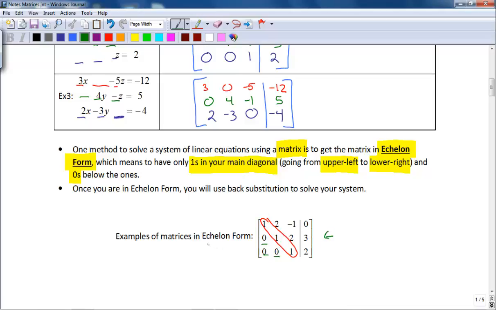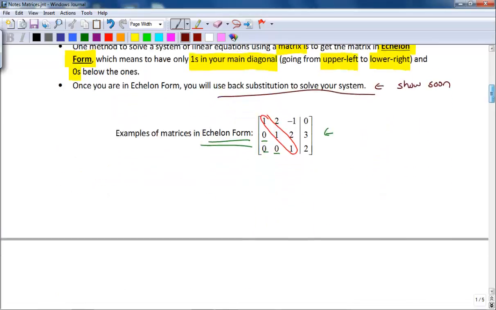So this is said to be in echelon form. Once we have our matrix in echelon form, we are going to use something called back substitution to solve the system, and we're going to get back to how to do back substitution soon. So again, in order to solve a linear system of equations by using a matrix, one method is to get it into echelon form. And again, that's a diagonal of ones going from upper left to lower right, and then zeros underneath the ones. Well, how would we do that?